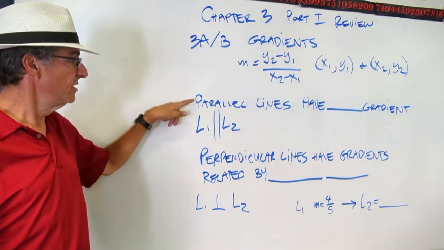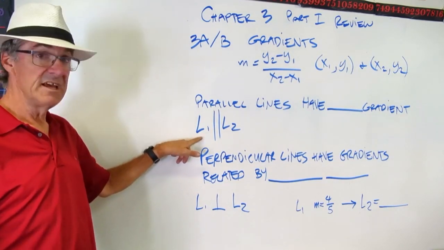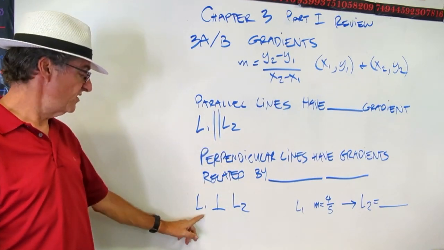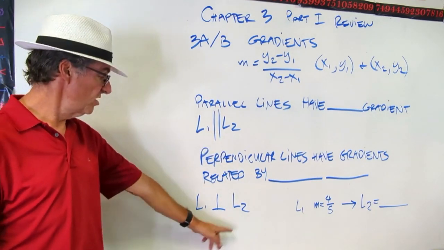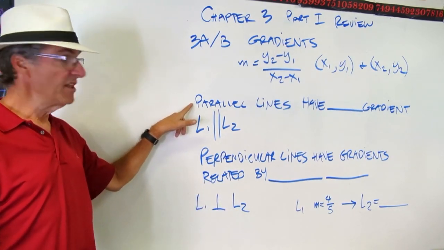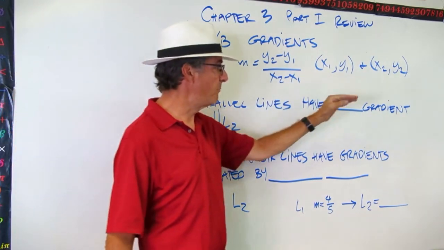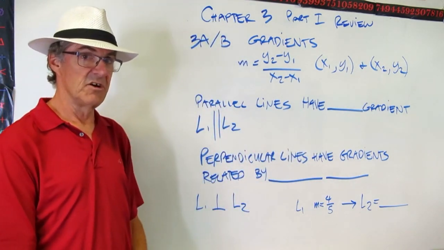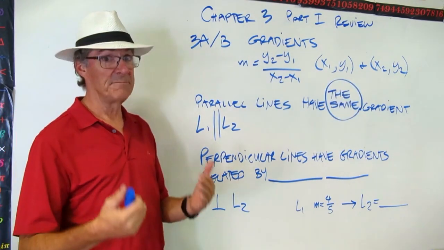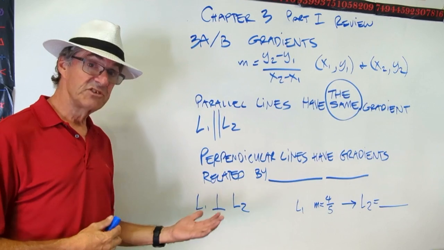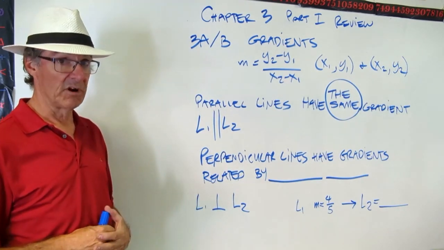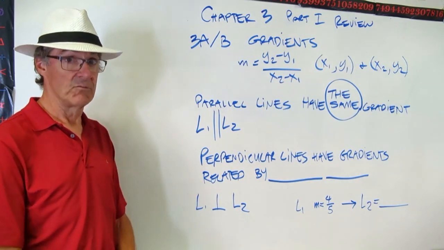First off, the notation. Parallel lines are indicated this way. This says line 1 is parallel to line 2, and perpendicular lines are indicated this way. Line 1 is perpendicular to line 2. So, now, I want you to fill in the blank. Parallel lines have blank gradient. Go ahead and pause the video, put that in there. Parallel lines have the same gradient. So if you know one line's gradient and you're told about another line that's parallel, you know that it has the same gradient. Now we had some problems that were set up that way.